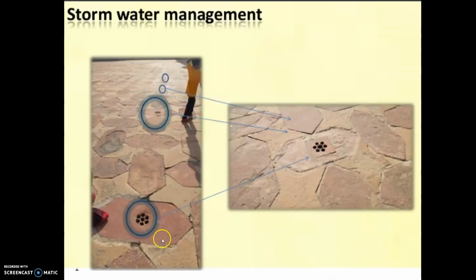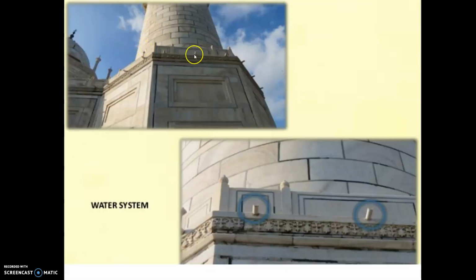So these are the stormwater drains which collect the water and take it to the water channels. These are the gutters which are provided, which drop the water out from the building, and this water is taken through the drains to the water channel.